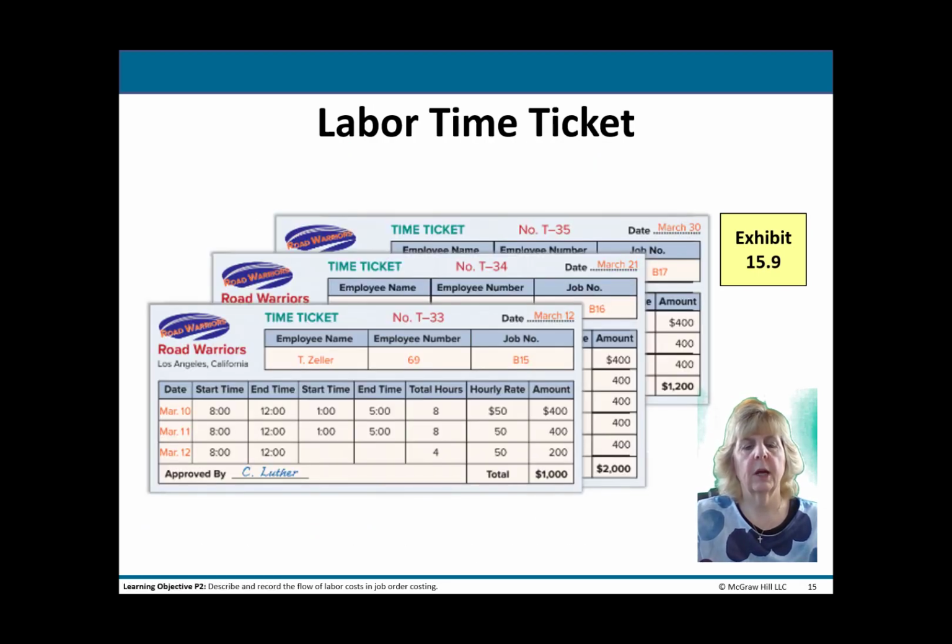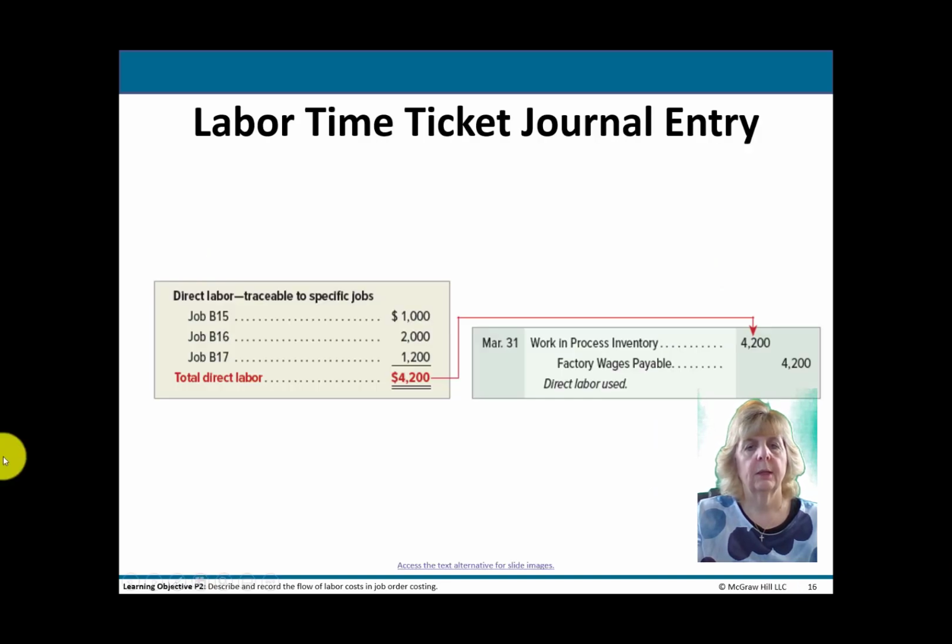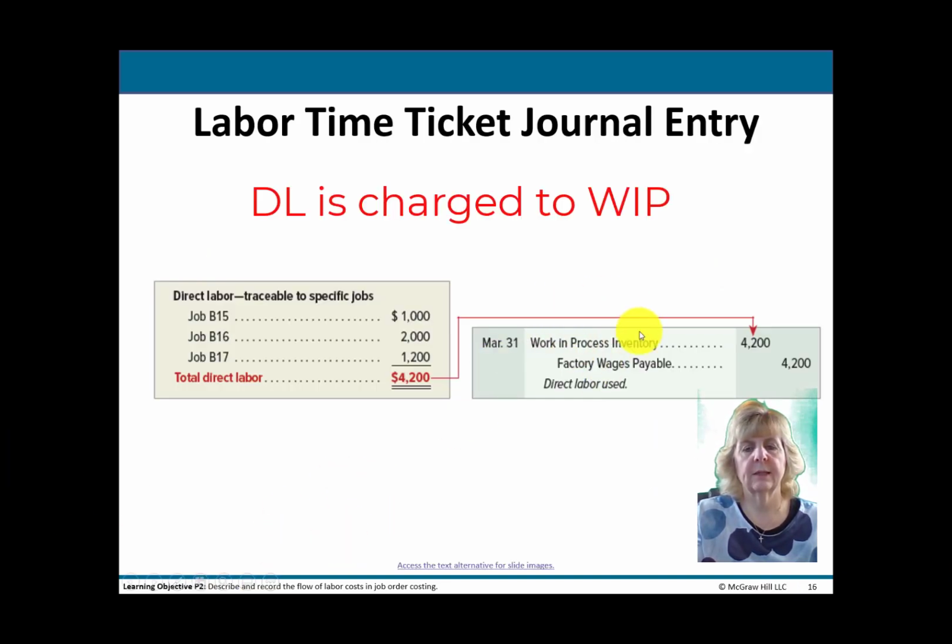Here's an example of time tickets. If you take a look at that, you can see that each worker clocks in and out. On that time ticket, you'll see the total hours charged on each day. You'll notice that in this case, there's 3 specific jobs that the time was charged to. So when that happens, you'll see a journal entry to debit the WIP for the assembly line workers' time, and a credit to the liability account called factory wages payable.